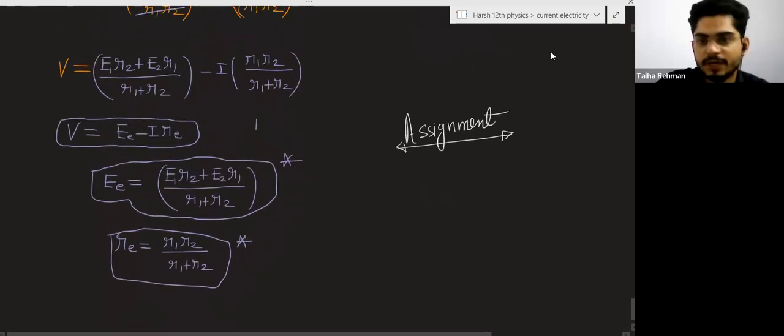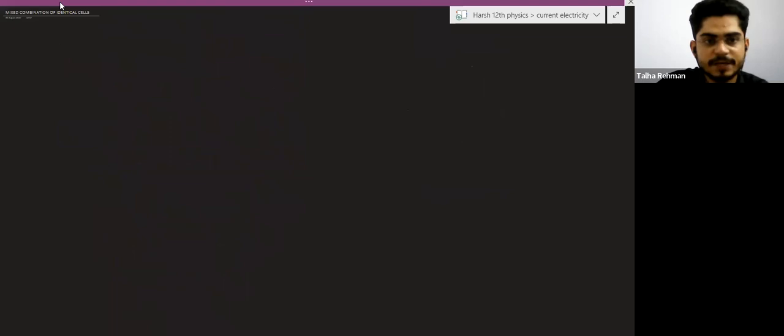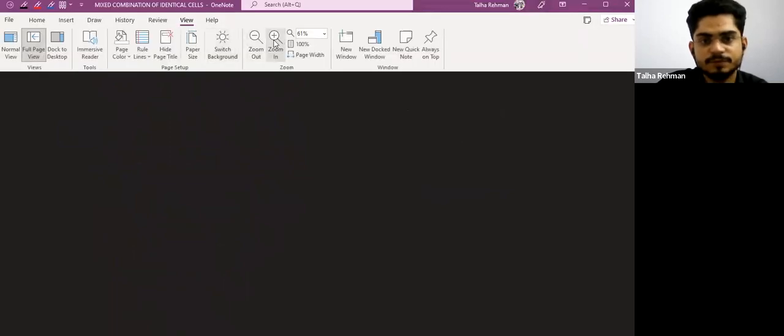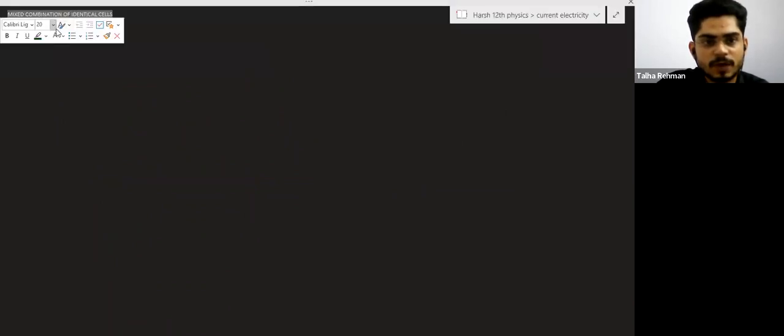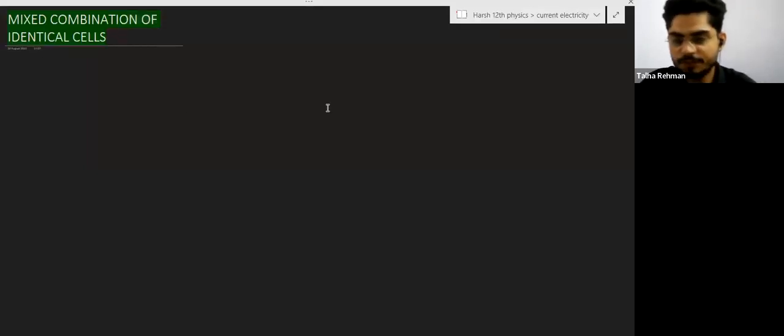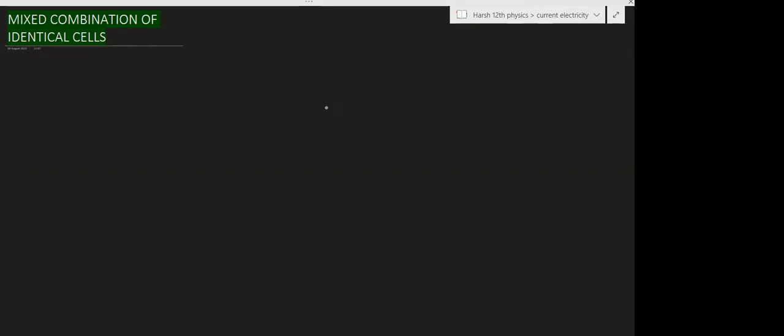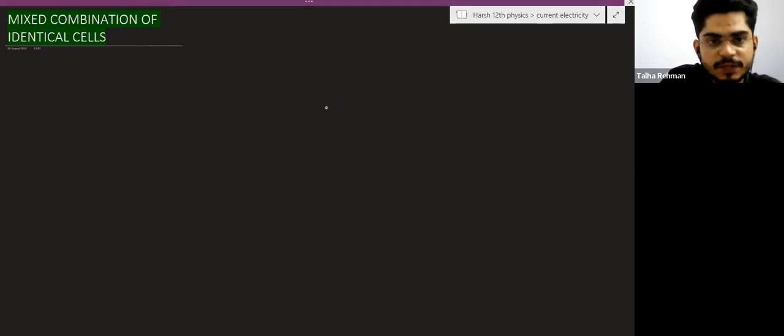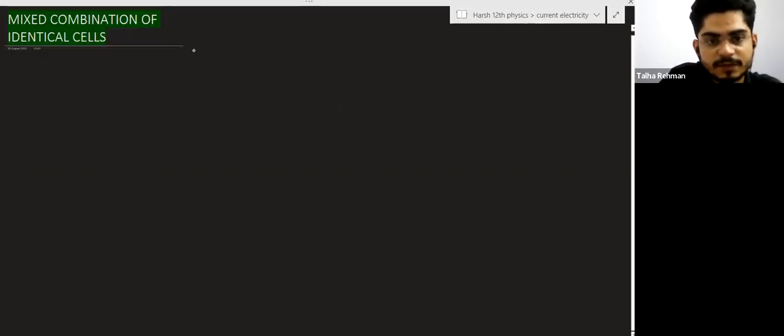So write down the heading: mixed combination of identical cells. Identical cells we have, and mixed combination we have. In the mixed combination, first of all, all cells will be identical, and some cells will be connected in series and some cells will be connected in parallel. So this is the mixed combination. See here how the mixed combination looks.